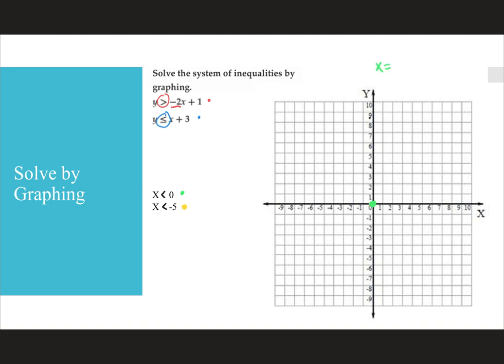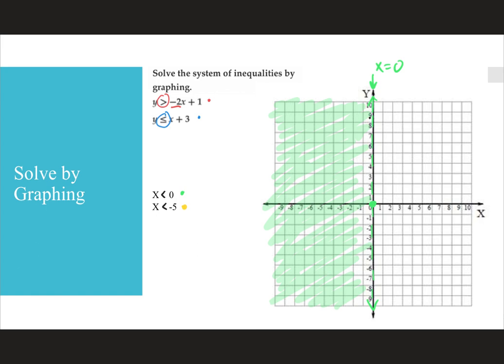Whenever you have an inequality or an equation where x equals 0, that's going to be the entirety of the y-axis. It's the only place on the entire graph where x is always 0. So that means I'm going to have a dotted line, because it's a less than symbol, going right down the y-axis. And because x is less than, I'm going to have shading all the way over here, because all of this is less than 0. Now let's move on to the next one.